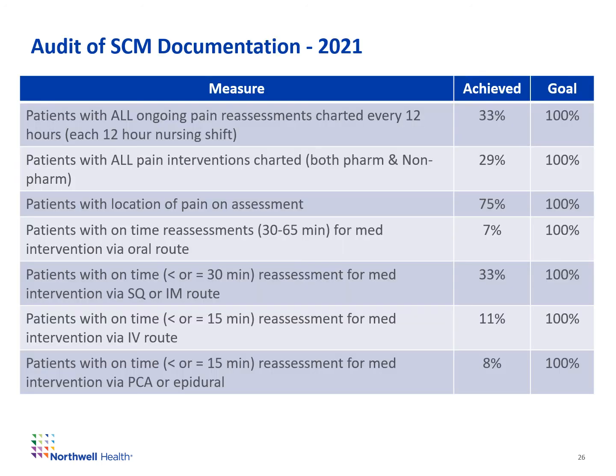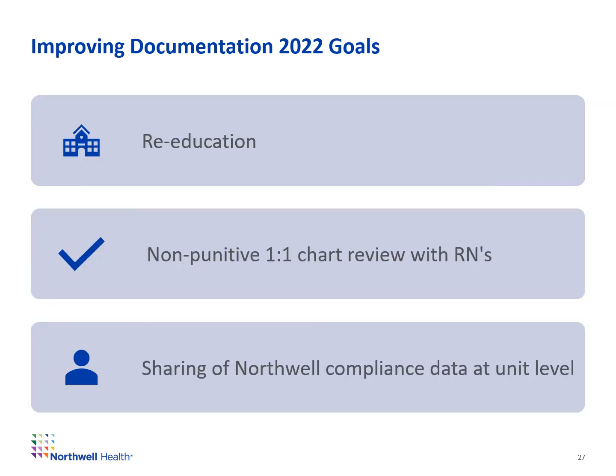This data table shows how often Huntington Hospital is documenting according to system policy. The data is pulled directly from Sunrise, and as you can see, we have a great deal of opportunity for improvement. Our 2022 goals for improving documentation are the education today, one-to-one chart reviews with RNs, sharing compliance rates at the unit level.